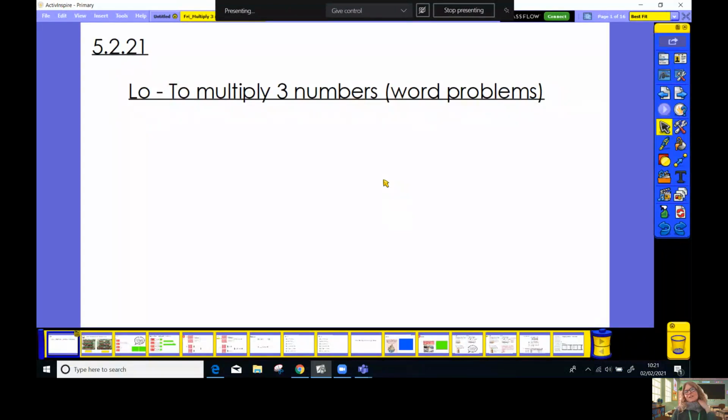Okay, could you write today's learning objective and today's date, which is the 5th of the 2nd, 21. Today's learning objective is to multiply 3 numbers, and in brackets, word problems. Well done. Okay, now we're going to start today with a little challenge.